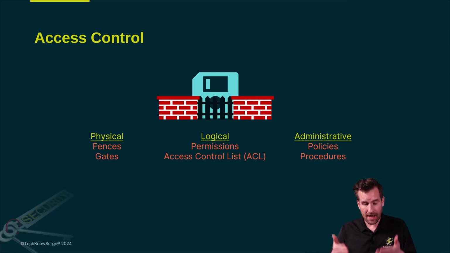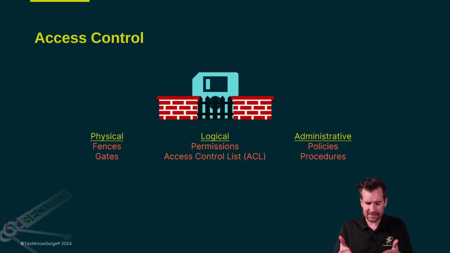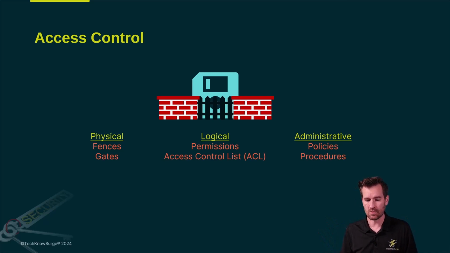Then we have the logical perspective. Most likely, most of your data is going to be accessible through some sort of network share or some sort of data sharing technique. And so what are the permissions? What are the access control lists? What's standing in the way from an electronic standpoint to make sure only authorized people have access to those resources?